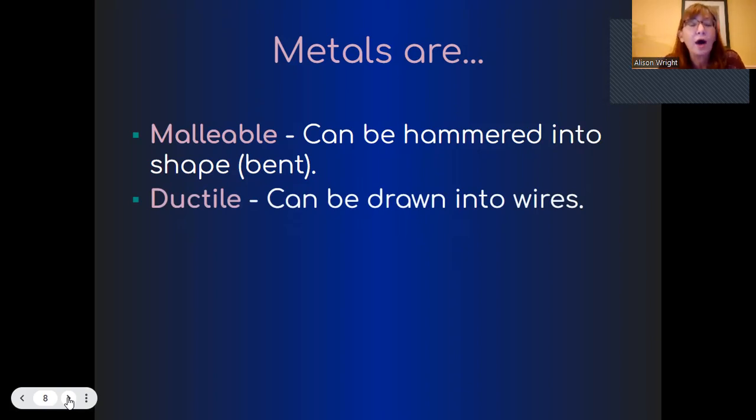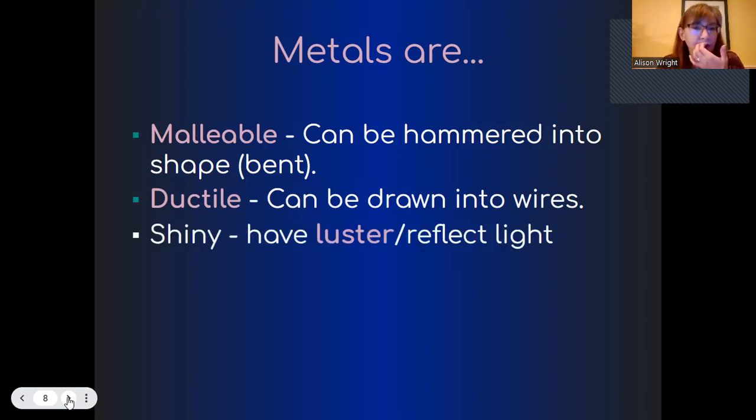Okay, they are ductile. They can be drawn into wires. A duct is typically like a tube type of thing, so that word duct also comes from the same root, meaning we can draw them into wires, which is very convenient because not only can they be made into wires, but they also run electricity, and that makes our technology today possible. They are shiny. They reflect light or have what we call luster. And that's all those electrons that are just sort of on the surface, reflecting the light back at us.